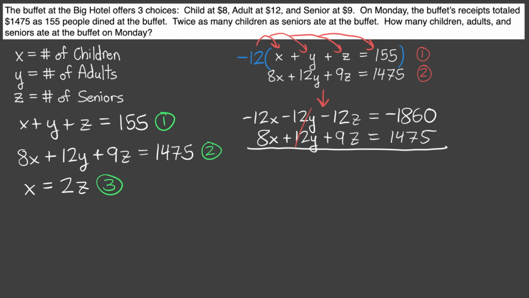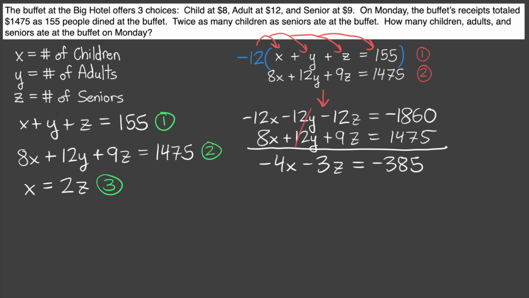Negative 12x plus 8x gives us negative 4x. And then we have the z's, negative 12z plus 9z, which gives us negative 3z, equals, and then on the right side we have negative 1860 plus 1475, which gives us negative 385. All right, so here's our second equation with just x's and z's. Here's our other equation with x's and z's.